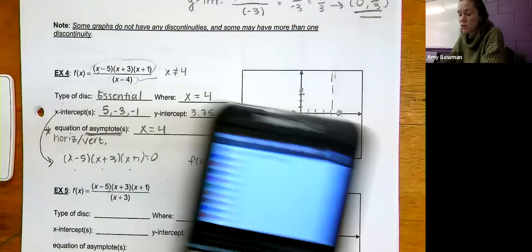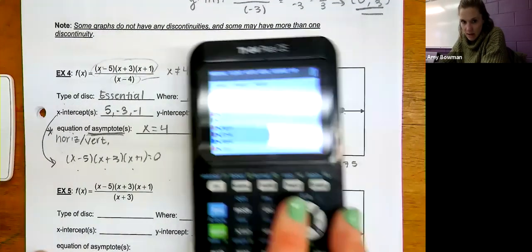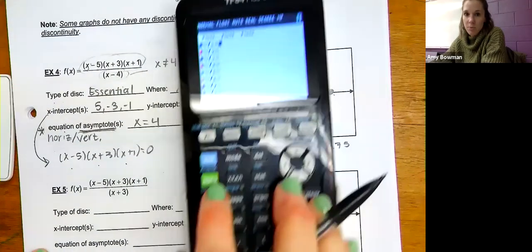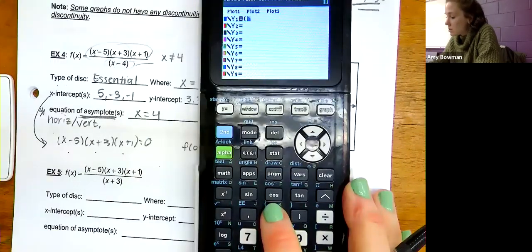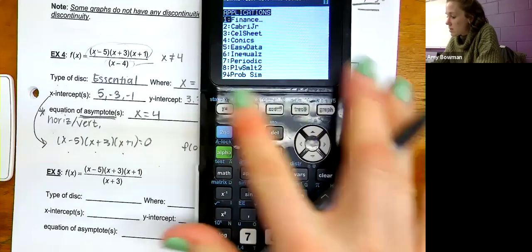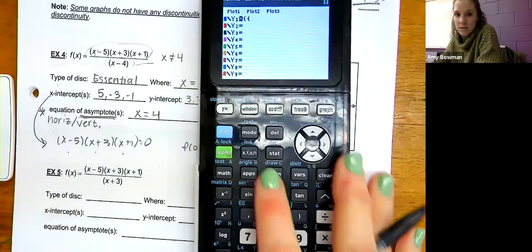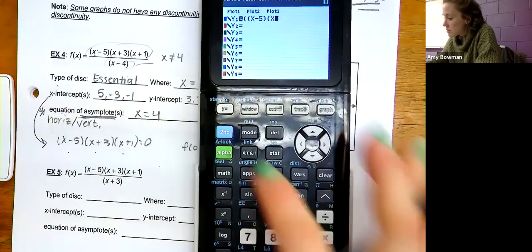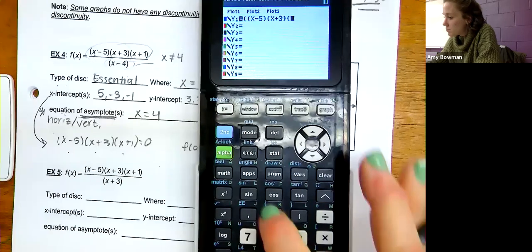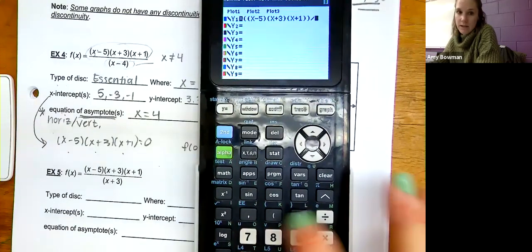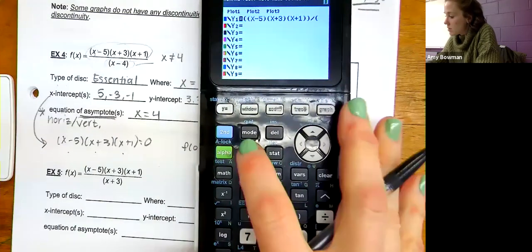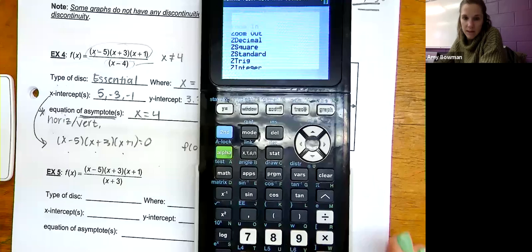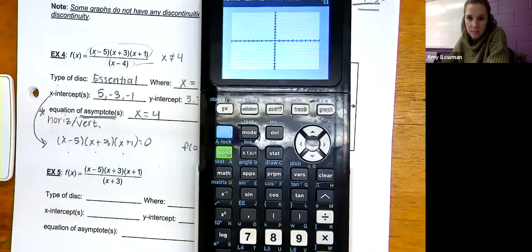To type this in, just be careful, because you do have these 3 sets of parentheses up here, so you're going to need to put parentheses on all 3 of those. So we've got x minus 5 times x plus 3 times x plus 1, in parentheses, divided by x minus 4. And I'm going to go back to my standard viewing window here, and let's see if this lines up with what we've got.